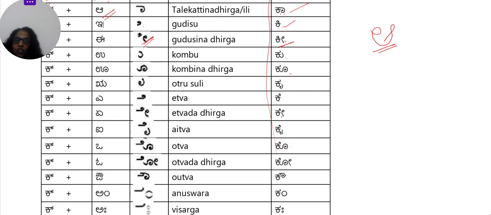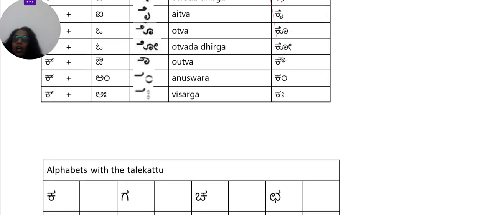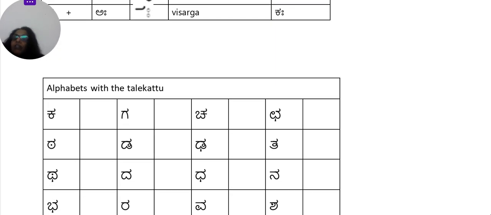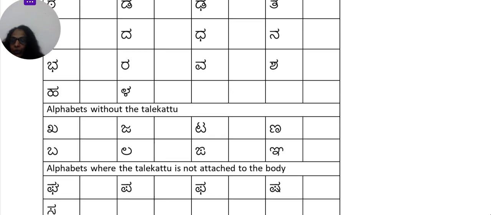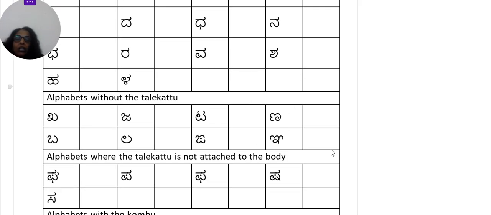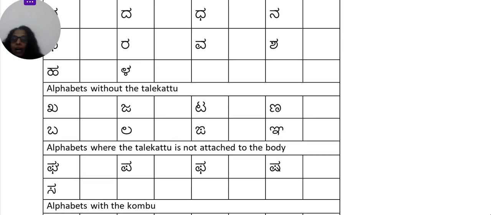And before that, for writing practice, to learn how to write all the alphabets with the Gunitakshara symbol, this is a table which I will follow. Here the alphabets are grouped in a way where it becomes easy to learn how to write. So here I have grouped all the alphabets which have a talekattu in them. Then alphabets which do not have a talekattu in them. So there are a few alphabets where there is no talekattu. And then there are alphabets where the talekattu is not attached. So all these alphabets are like two parts, a bottom half and an upper half.